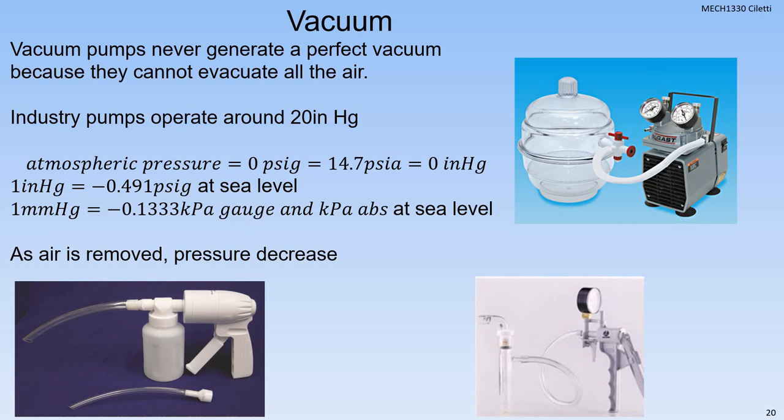Now, 1 inch of mercury is negative 0.49 psi gauge at sea level, and 1 millimeter of mercury is negative 0.13 kPa gauge at sea level. So you need to know those two numbers, whether we're in imperial or metric units, for what's happening if we have an inch of mercury or a millimeter of mercury. Anytime we remove air, we're decreasing pressure.